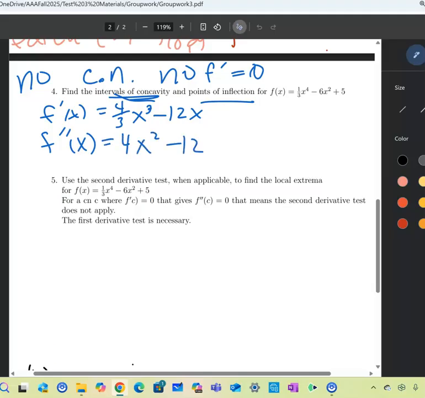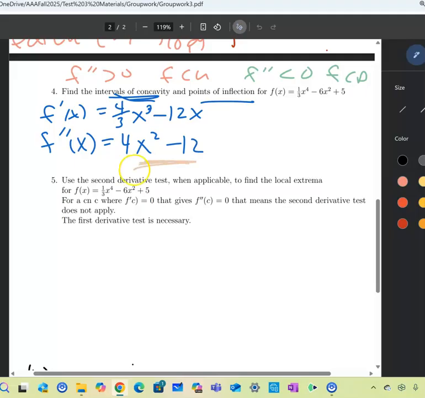Okay, I want to find out the intervals of concavity. When the second derivative is positive, f is cupped up. And when the second derivative is negative, that's when f is cupped down. So you can do a sign chart. I'm thinking that this is a pretty easy graph. It's just a parabola, shifted down by 12. Negative 12 down there.